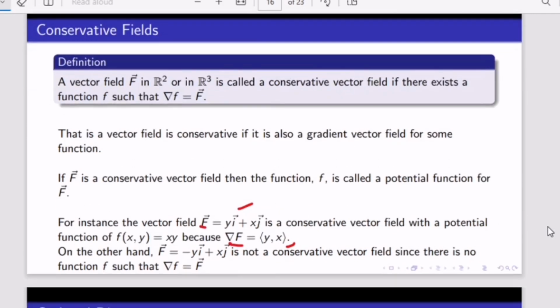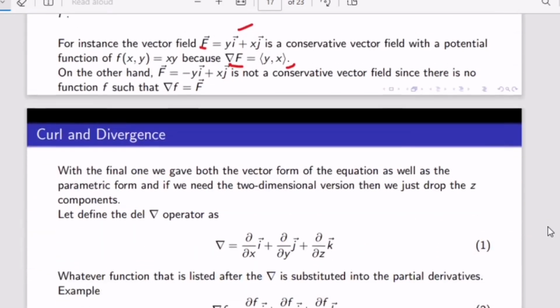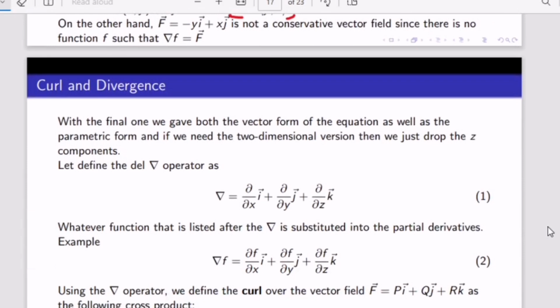So in this case, you are moving on to the curl and the divergence. We call it curl and div. This is also very easy for you to understand. So let's look at something. With the final one, we gave both the vector form in an equation as well as the parametric form. If we need the two-dimensional version, then we just drop one component. If you need the two-dimensional version, just drop the z.